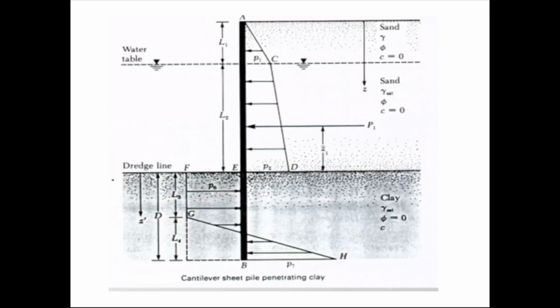After getting sigma 4, you can now get sigma 3. Then you can obtain L5. And now, draw the pressure diagram like the one given above, for which the depth of embedment is equal to L3 plus L4. Now, for case 2, we have the cantilever sheet pile penetrating clay. Now you can get the pressure on the given diagram just by deriving its equation.